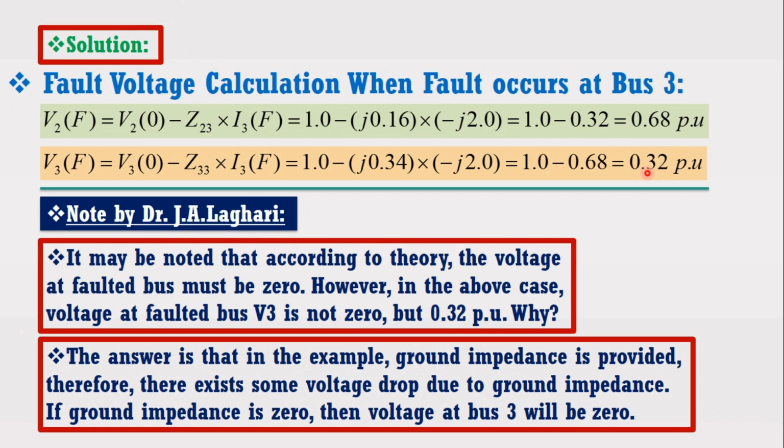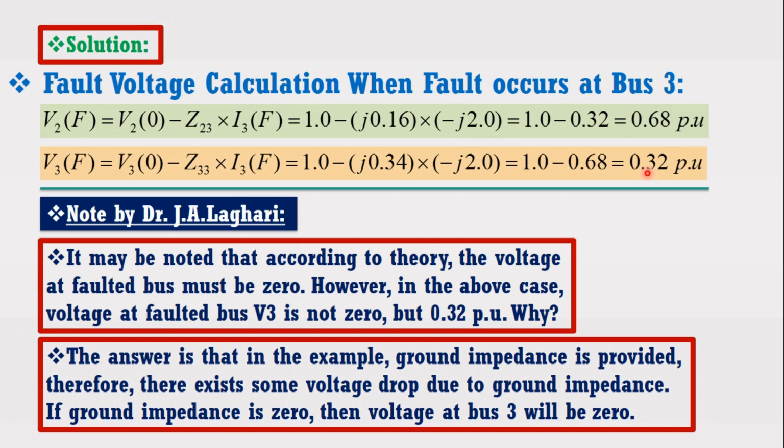It might create confusion. May I ask you what is the reason for this magnitude? What do you think? Is it correct or not? The answer to this confusion is that it is correct. Because in this example, fault impedance or ground impedance is given as 0.16 per unit. Therefore, there exists some voltage drop due to ground impedance. However, if ground impedance is 0, then the voltage at bus 3 will also be 0.